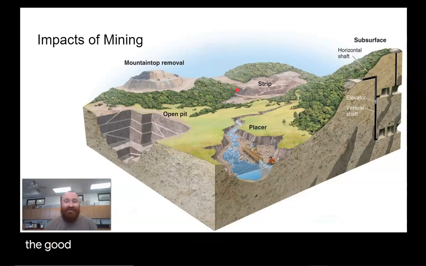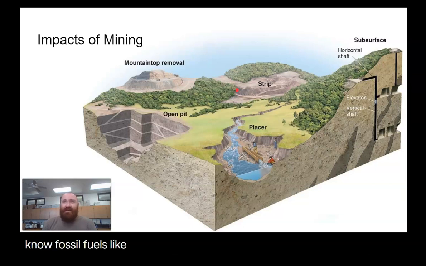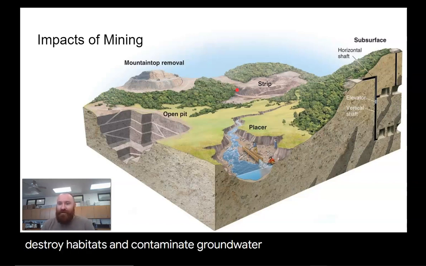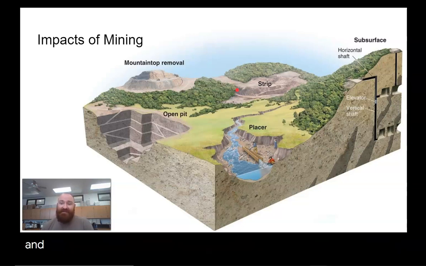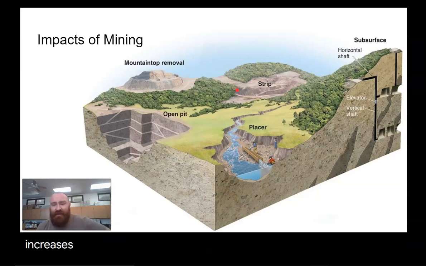But the good thing is, I guess, it gives us low cost energy and materials to make products. So all the things that require metals, all the things that fossil fuels like oil and coal make pretty cheap, but it can destroy habitats and contaminate groundwater and release dust particles and methane. Those dust particles actually can cause cancer, and methane increases global climate change.